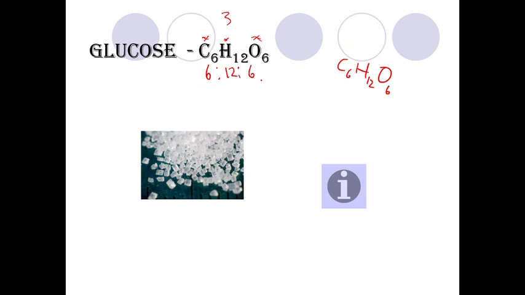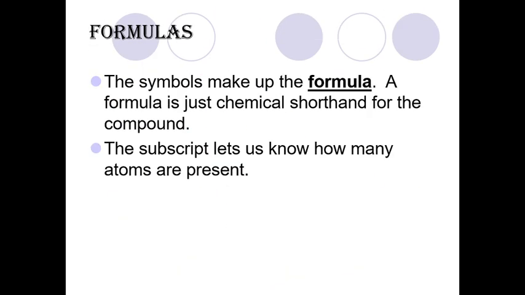So if we divide all of these numbers by 6, the ratio basically becomes 1 is to 2 is to 1. So that is the final ratio. Basically, we divided by the lowest common denominator. So that is the ratio for glucose. I think we understand the ratios now.